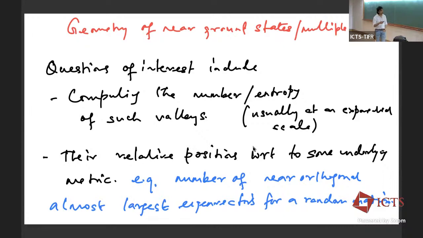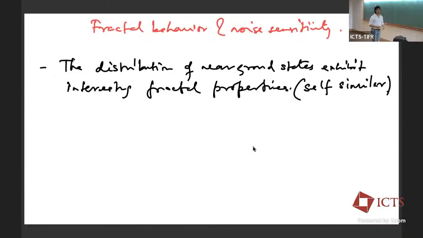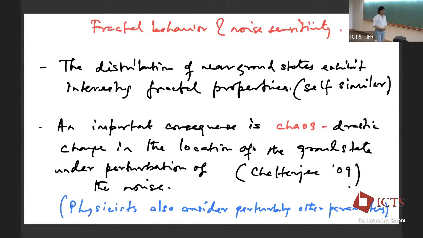Okay. All right. This leads to some pretty beautiful mathematics. It turns out that in many natural examples, the distribution of near ground states, or these valleys, exhibits interesting fractal or self-similar properties. If you look at where these things are located, they exhibit nice clustering properties which are somewhat self-similar. And an important consequence of the existence of multiple valleys is this notion of chaos. What do you mean by that?